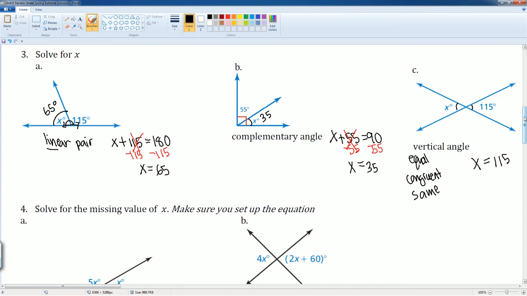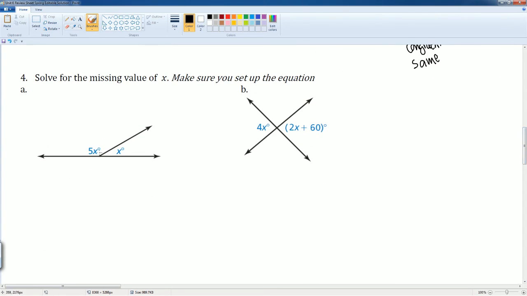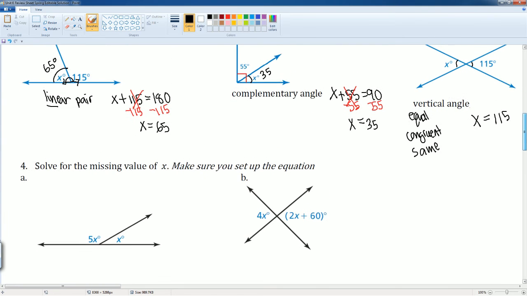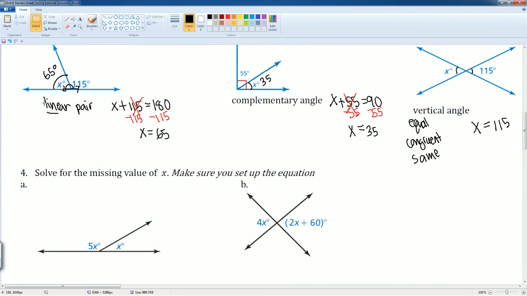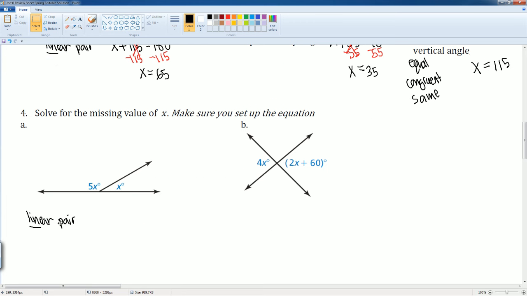We have number 4, in which we are now going to solve for the value of x in the same situation, but now it's going to require a little bit more algebra. But we approach it the same way. So A, we saw that these two angles are linear pairs, exactly like how we did our A above. So we set up the equation the same way. We add those two values together and set them equal to 180 degrees. So that is x plus 5x is going to be equal to 180 degrees.